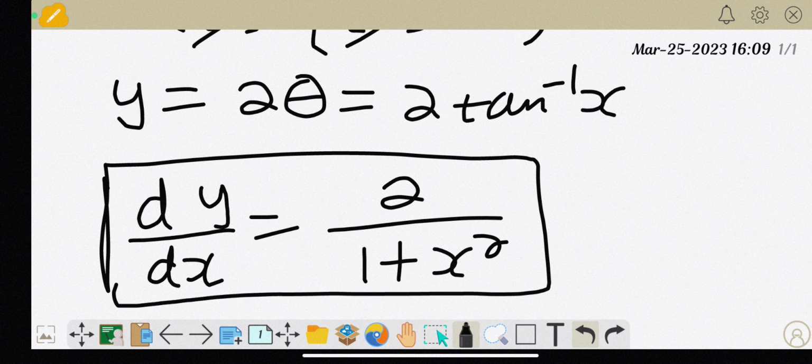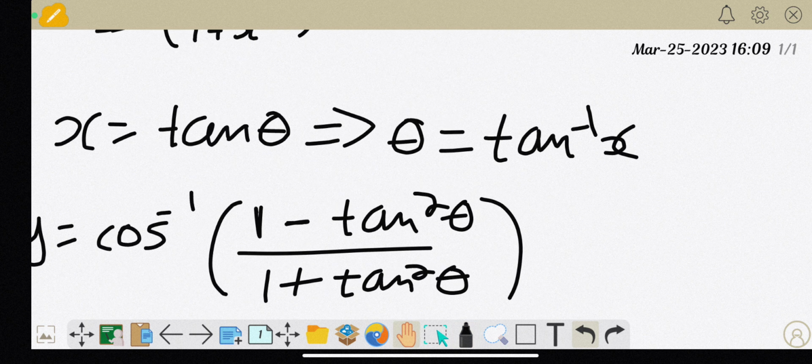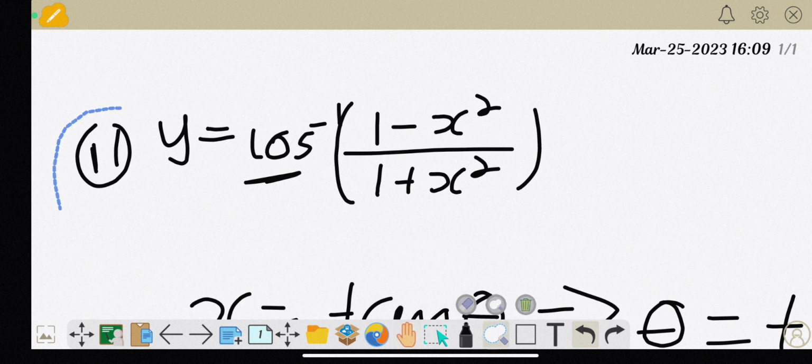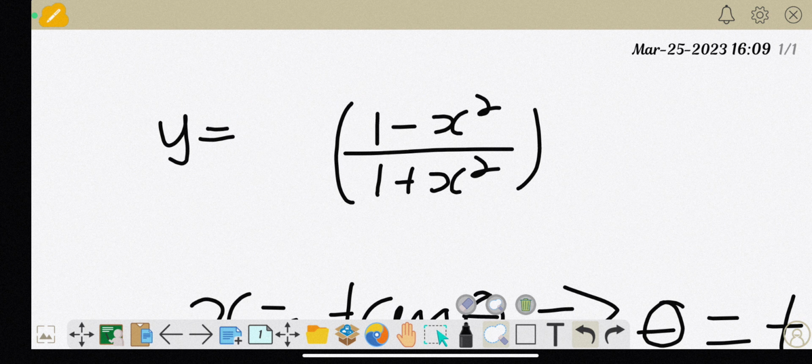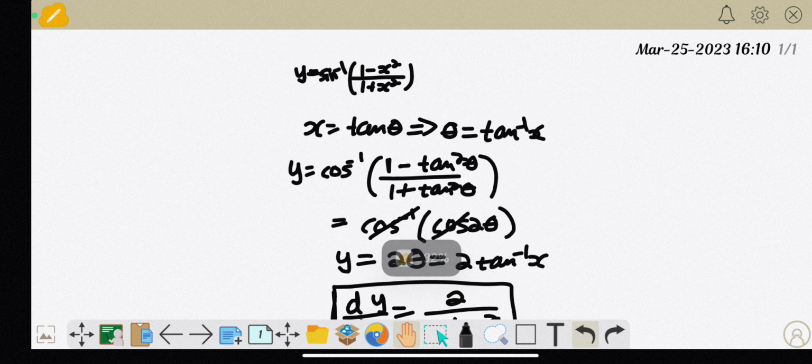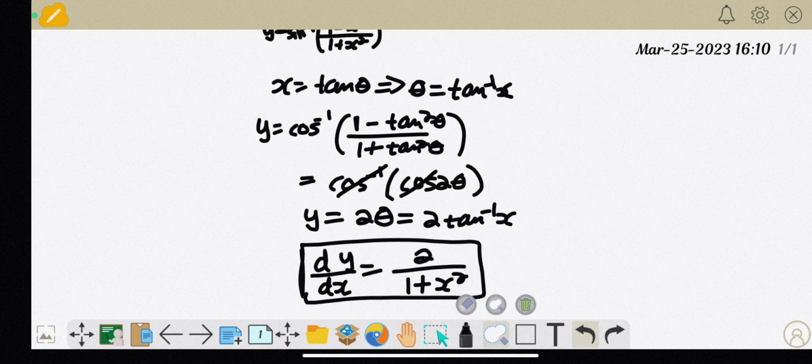Okay, so now just look at the question number. Just now we solved question number 11, right? Question number 12. So now question number 12, what is the suitable substitution? So here in question number 11, the question was cos inverse of something. In question number 12, what they have done is they have changed cos inverse into sine inverse. And we clearly know if we substitute tan theta, it is the formula for which function? Cos, correct?